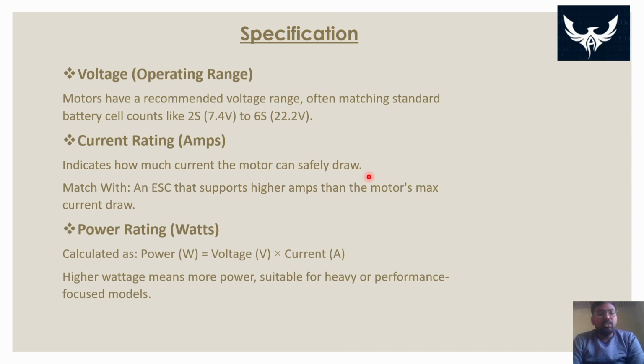Motors have a range for their safe draw. We have to choose an ESC that supports higher amps than the motor's maximum current draw, for safe operation. Power rating: as we know, power is calculated as voltage times current. Higher voltage means more power, suitable for heavy or performance-focused models. So for heavy performance, we use higher wattage motors.